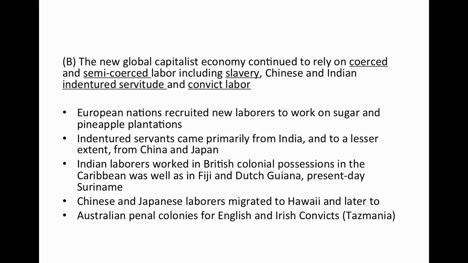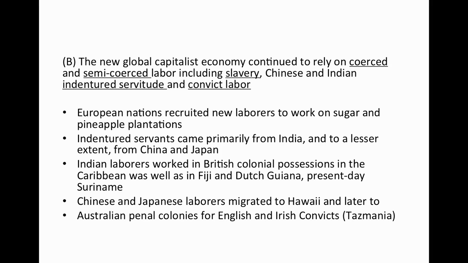Subconcept B states the new global capitalist economy continued to rely on coerced and semi-coerced labor, including slavery, Chinese and Indian indentured servants, and convict labor. So now we're focusing on maybe workers who came over here, not that they were forced, but they were really under the control of someone else. So we see European nations are recruiting indentured servants from China to work on sugar and pineapple plantations in the Caribbean.